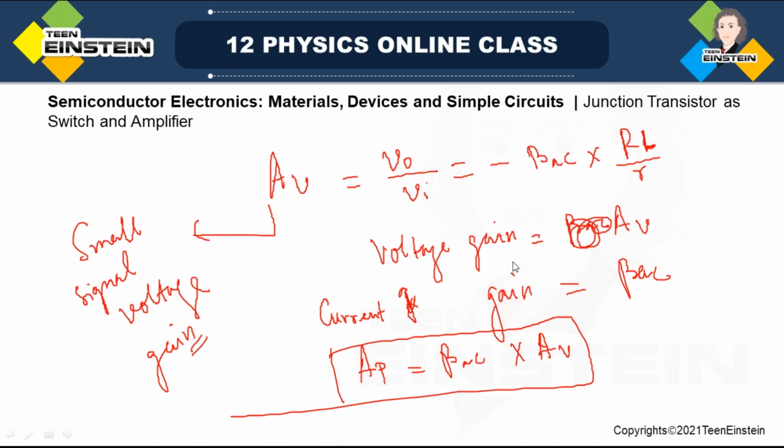Then we will meet again on Sunday with this topic, the amplifier and switch action of the transistor, where I will be discussing a few numerical problems with respect to various biasing.